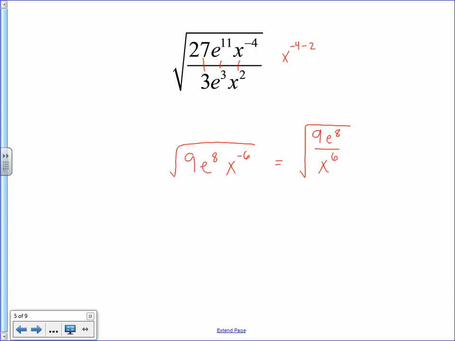And now I'm going to deal with my root. Now that I see that everything in here actually has a perfect square root, everything's going to come out in even groups of 2. I'm going to just do the square root. So the square root of 9 is 3. The square root of e to the 8th is going to be e to the 4th. And the square root of x to the 6th is going to be x to the 3rd. And there's no root left over. So this is my final simplified answer.